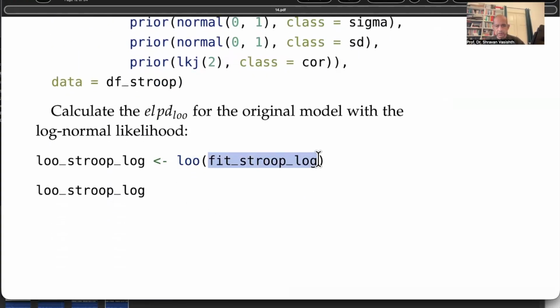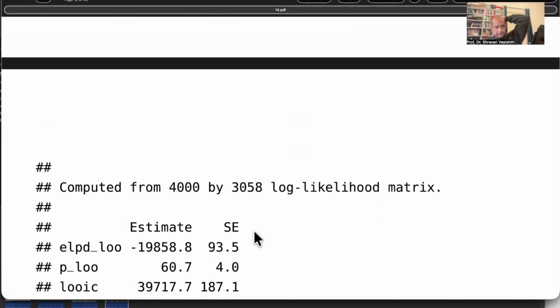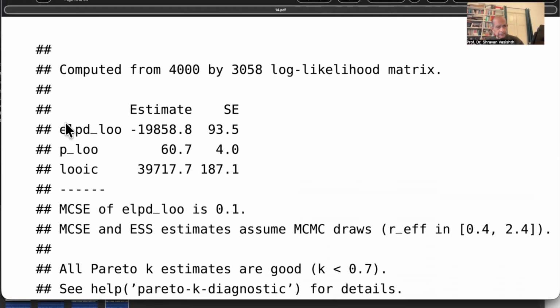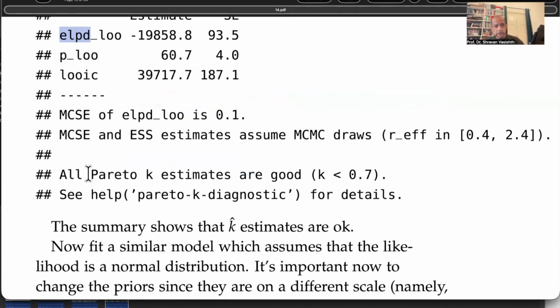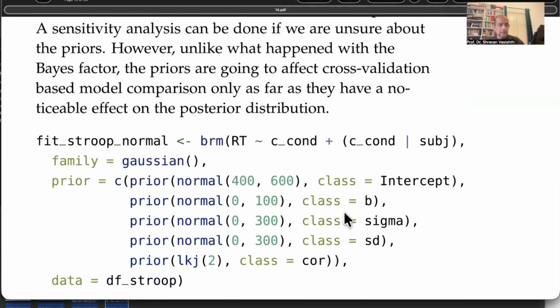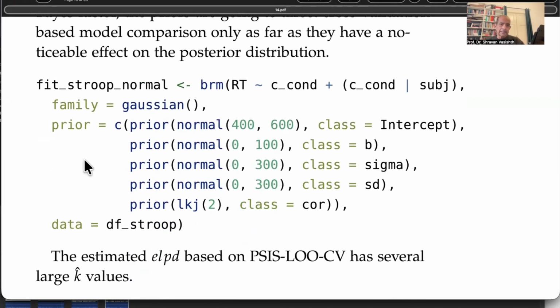Once we fit the model in brms, use LOO to get the ELPDs. So here are the ELPDs for PSIS-LOO, and you will also get these Pareto k estimates. Everything looks good here. So for the log normal model, everything looks good. Okay. Now let's fit the same data with a Gaussian likelihood.